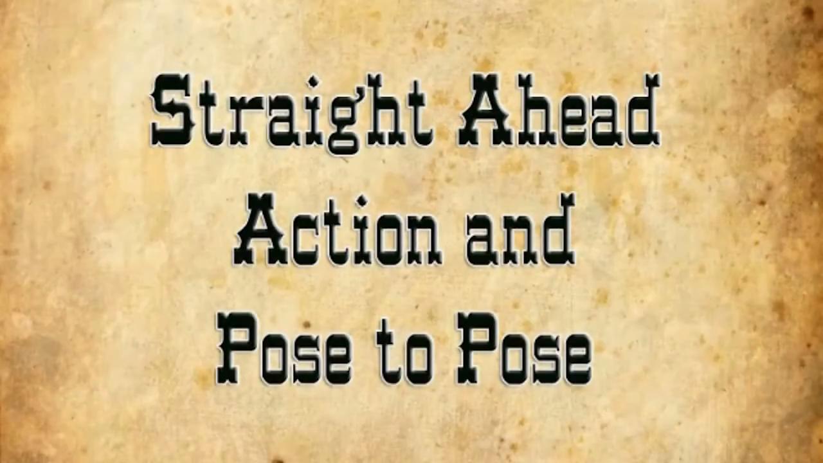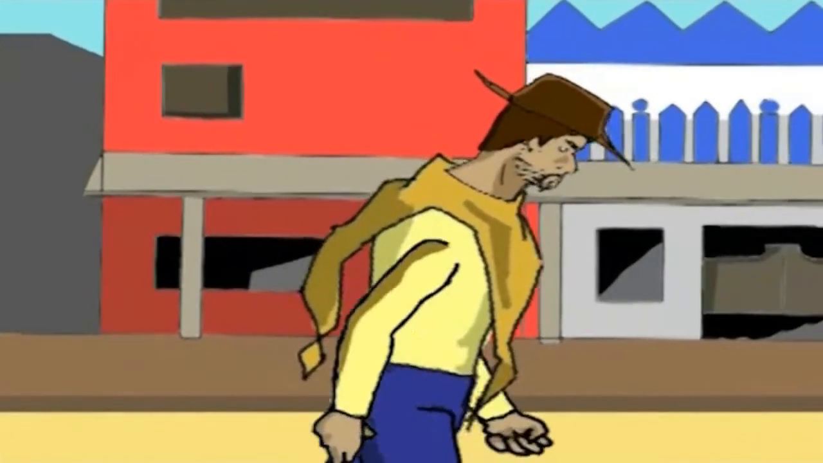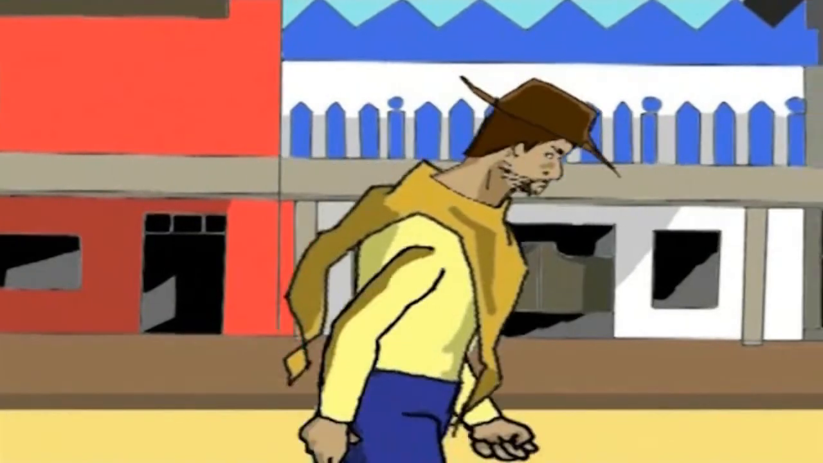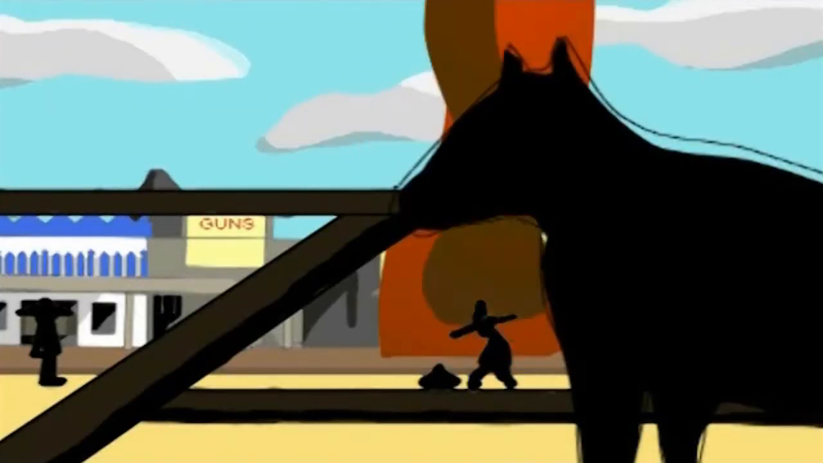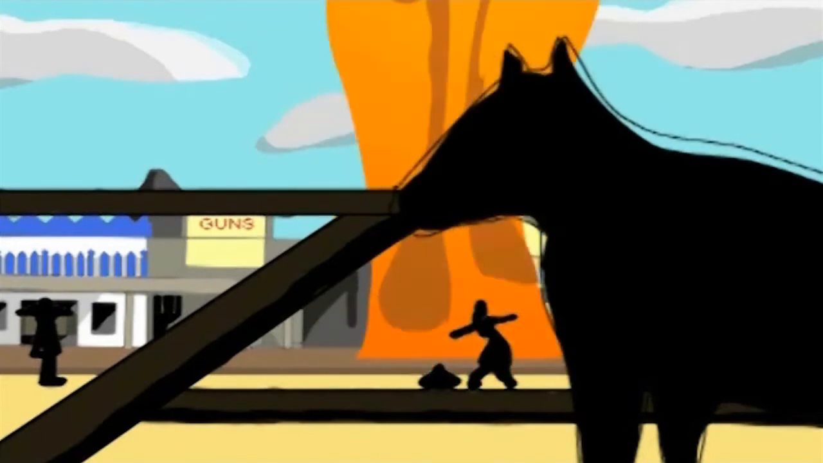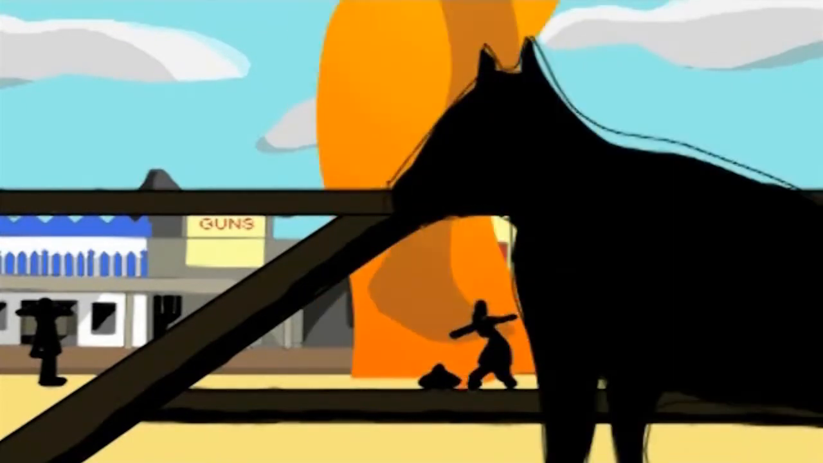Straight ahead action and pose to pose. Straight ahead animation is when a scene is drawn frame by frame, which makes the scene more realistic. Pose to pose is when you draw a few keyframes and fill in the rest later. This can be used in more dramatic scenes. This is shown here by the two movements of the horse.